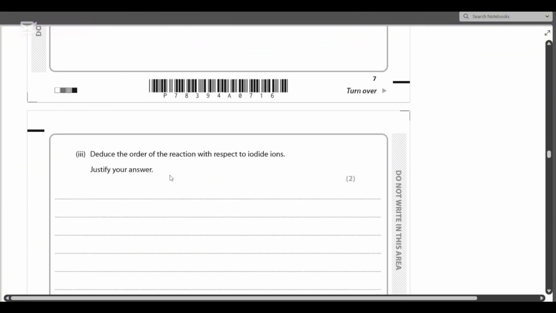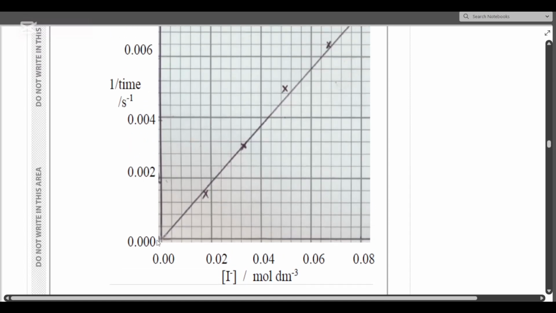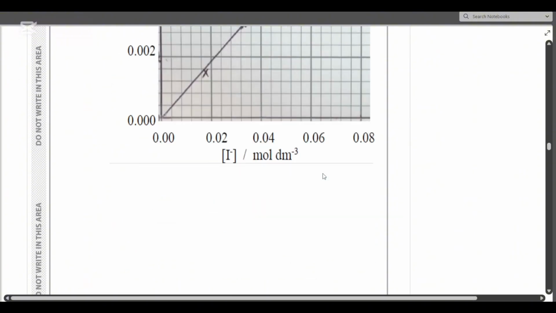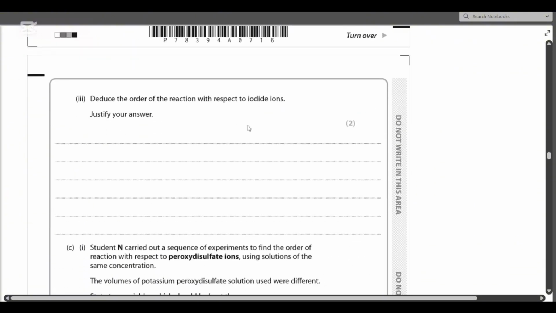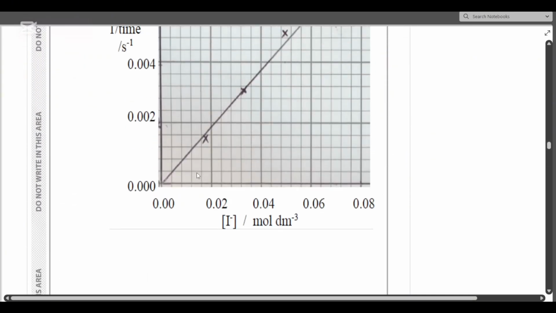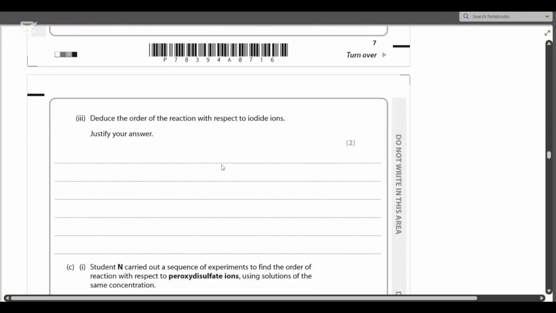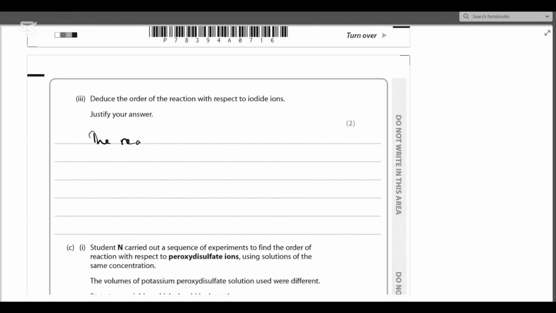Moving on, deduce the order of the reaction with respect to iodide ions. Since the graph after plotting is a straight line passing through the origin, we can easily say that the reaction is first order with respect to iodide ions, because the rate against concentration here is a straight line. That means the rate is directly proportional to the concentration of iodide ions, right?